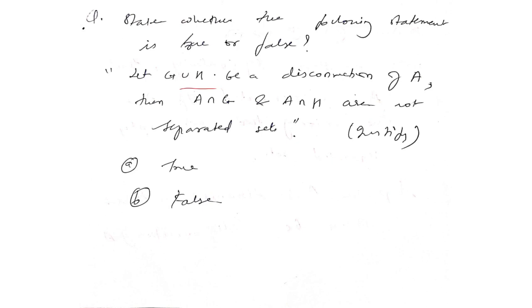What is the definition of separated sets? That is, the closure with the closure. G and H are said to be separated if G intersection its closure is empty and H intersection its closure is empty.